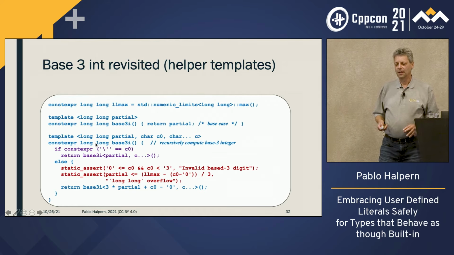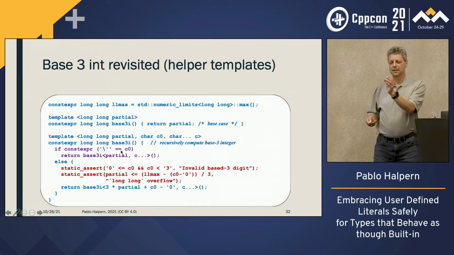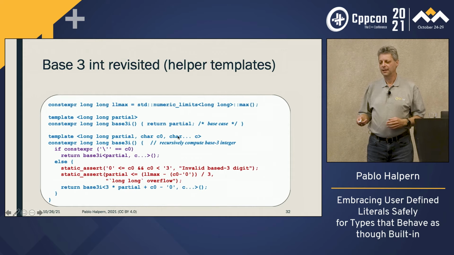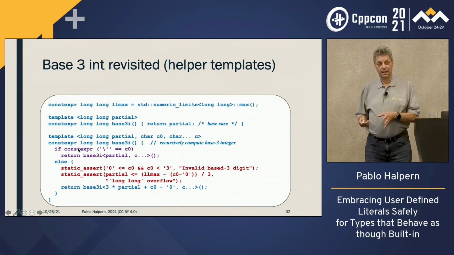We have the part of the value that we've computed already, that's our partial. The first character in the sequence of characters is C0, and then the rest of the characters is this parameter pack C. Now we do a compile time if here. If the character that we're looking at is the tick mark, we're just going to throw it away and recursively call this template with the partial and the rest of the parameter pack.